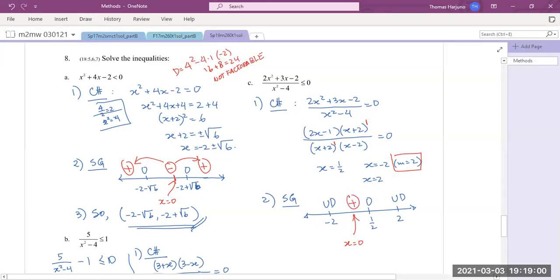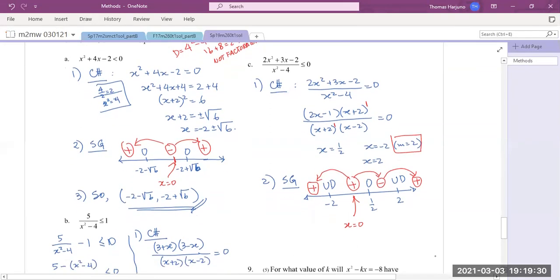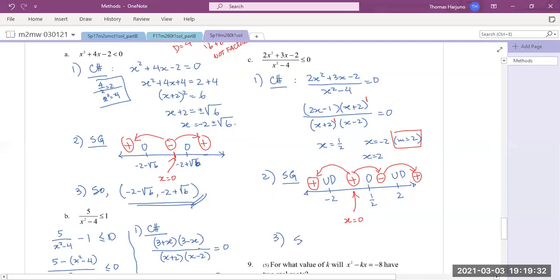Now if I go to the left, -2 is a critical number with even multiplicity, so I don't change sign. 1/2 is a critical number with odd multiplicity, I change sign. 2 is a critical number with odd multiplicity, I change sign. Now from here, I need negative or 0, less than or equal to 0. So based on that sign graph, negative or 0 will be from 1/2 to 2.